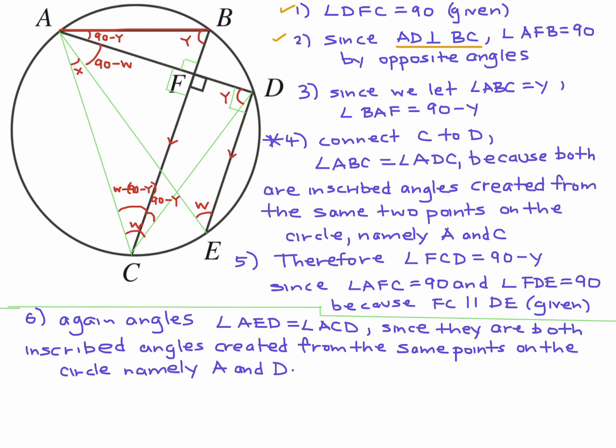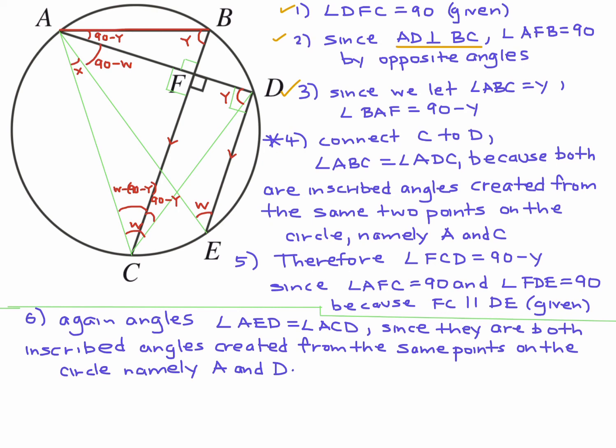Number 3, since we let ABC equal to Y, that means that this angle BAF is 90 minus Y, since that's 90. Now we get to a very important part. That's why I put a little asterisk there.